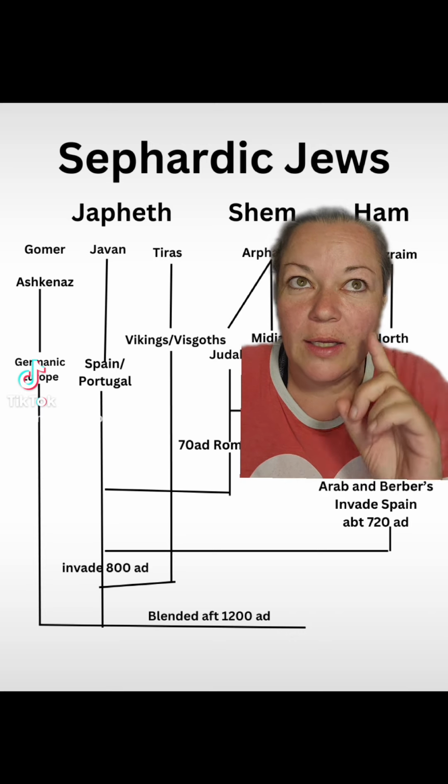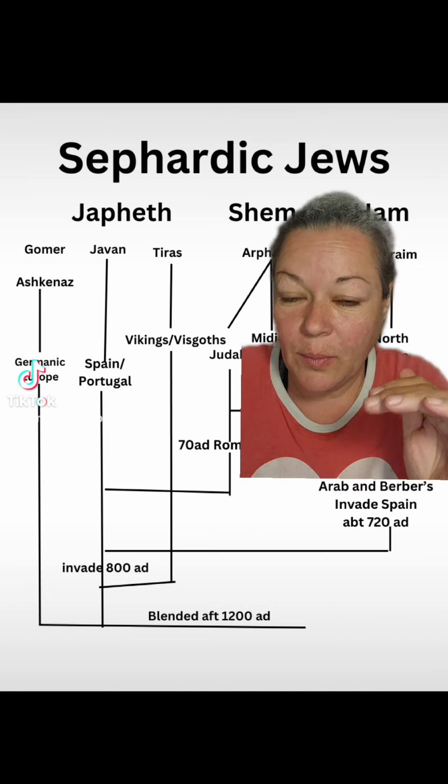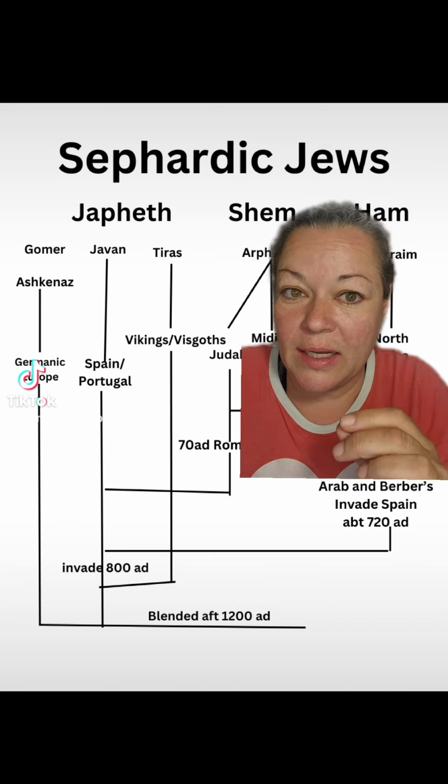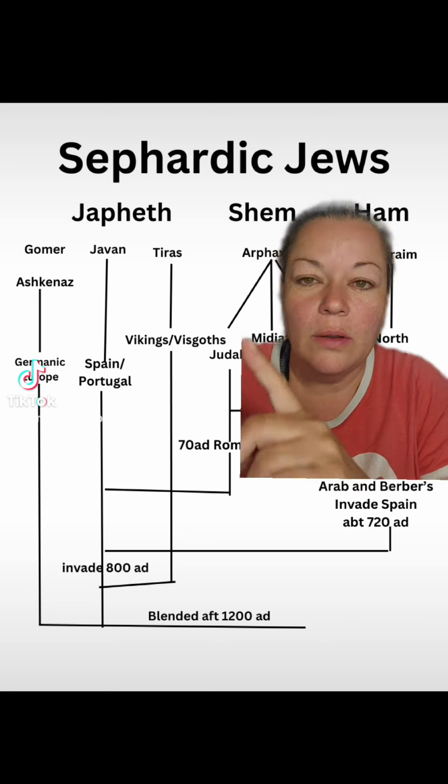In 800 AD, Tyrus's line, again Caucasian, that's going to be your Vikings, your Visigoths, come from there. So interestingly, they may also have a line of Dan blending in. Now, we've got Judah, we've got Dan, possibly because of Scandinavia, and they do invade later.